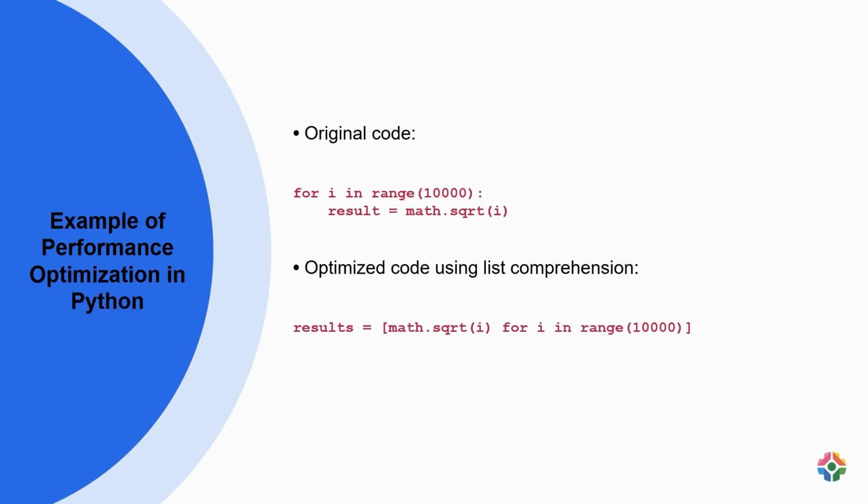The original code iterates through numbers from 0 to 99999, calculating the square root of each number, but only storing the result of the final iteration. This can be optimized using list comprehension in Python by creating a list results that stores the square root of each number in the range from 0 to 99999. This ensures that all square roots are computed and stored efficiently in a single operation. By doing so, the list comprehension method enhances the performance and readability of the code.